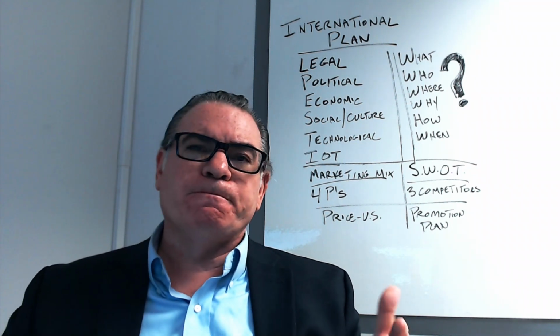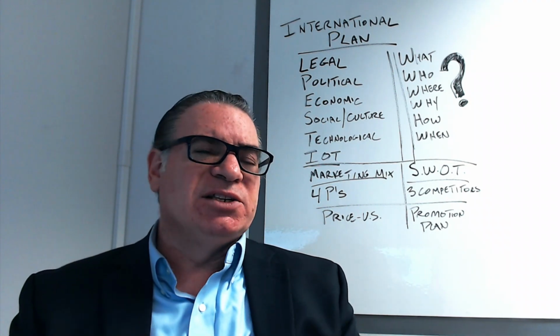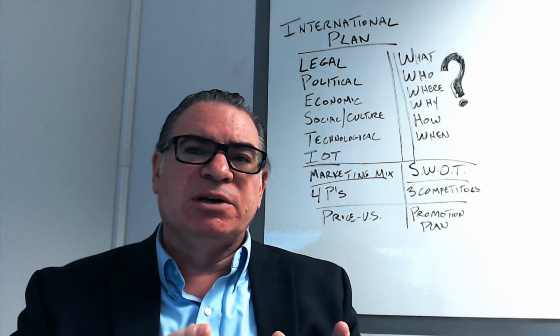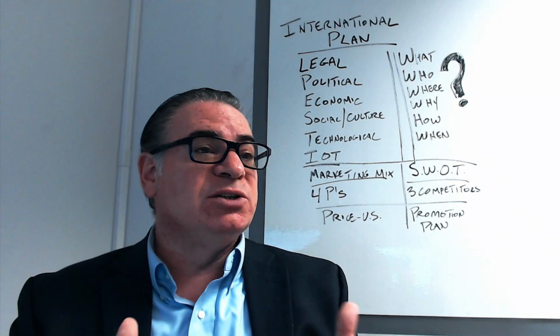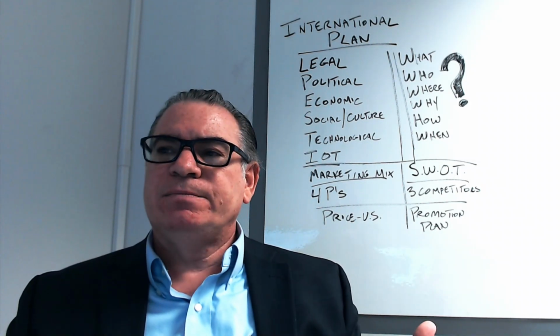And then we have to talk about price. So price is an important piece. You need to know some important things about price. Number one is your cost of goods sold. Where are you making the product?